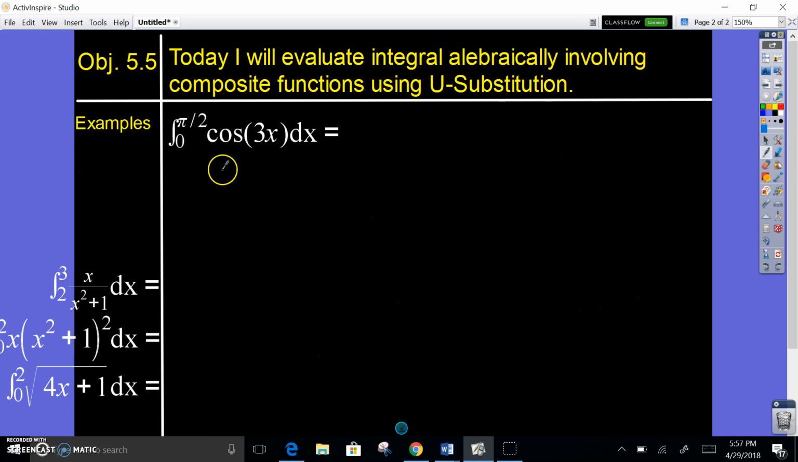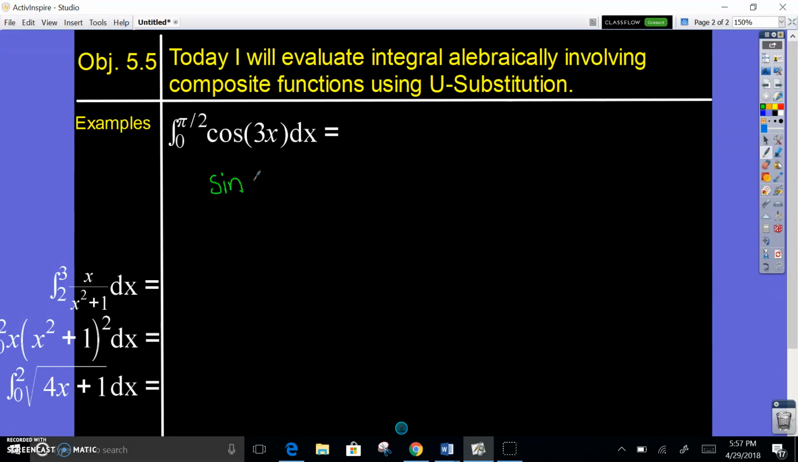So here I have my first example. It's the integral from 0 to pi halves of cosine of 3x dx. Now this particular problem involves a composite. You have a 3x inside of a cosine, but you really don't need U substitution. Some of you may be able to realize that all you have to do is take the antiderivative of cosine, which is going to be sine. So let me work it out here without U substitution. I will do it with U substitution in just a moment.